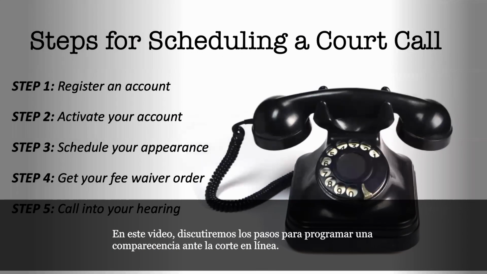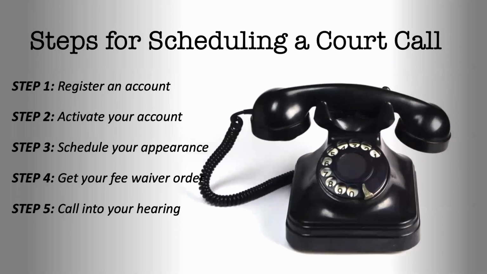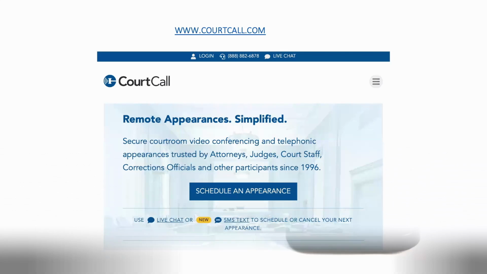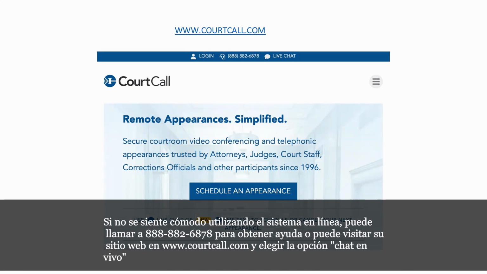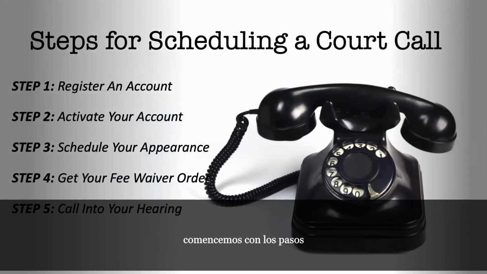In this video, we will be discussing the steps to scheduling a court appearance online. If you do not feel comfortable using the online system, you can call the number that you see on the top of the screen, which is 888-882-6878. You can also visit their Court Call website at www.courtcall.com and choose the live chat option. Let's get started with the steps.